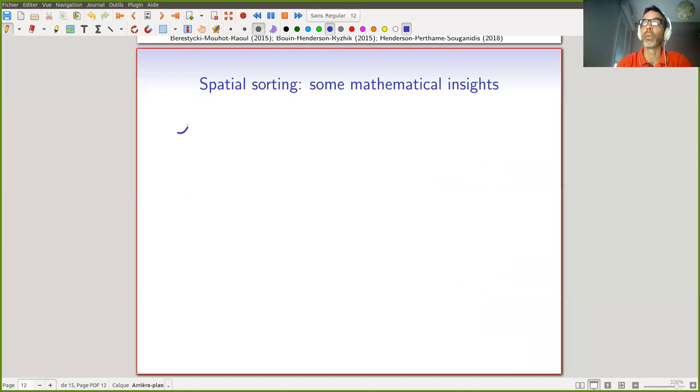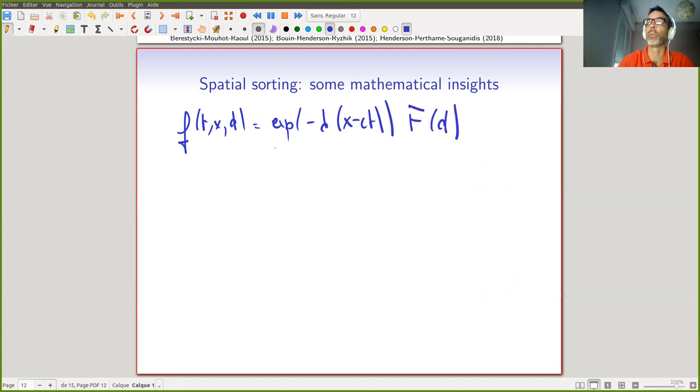So again, if I say that f(t,x,d) is some exponential in space times a distribution F(d), and if I plug this into my problem, what I will have is lambda c, which comes from the time derivative. I will get d lambda squared, which comes from the diffusion in space, plus r. And then I will have this with lambda c times F.